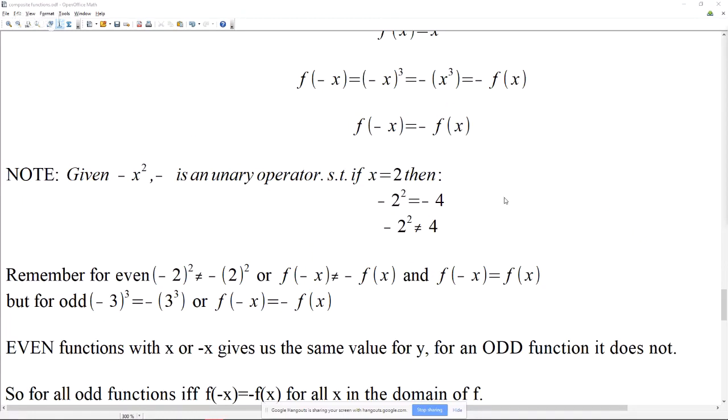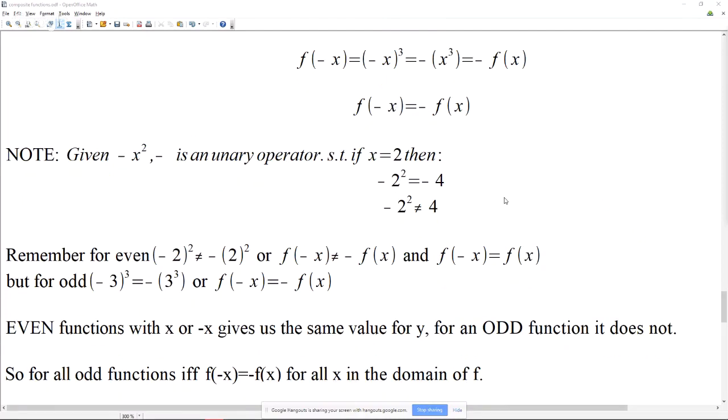But I just want to beat that into your head. Unless there's a grouping on there, you always do the exponentiation first, and then you attach the unary operator.